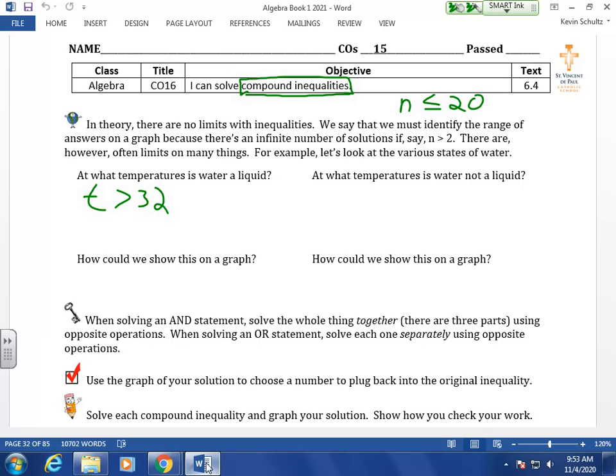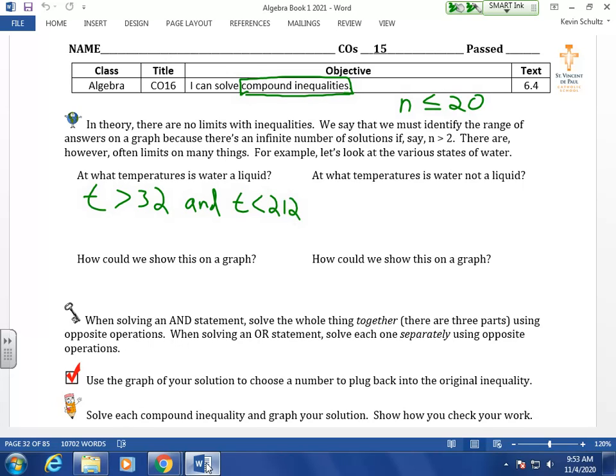Is that true forever? No, because there's a freezing point and there's a boiling point. Does anyone know what the boiling point is? Joey? 128. Not 128. Will? 212. Okay. So there's another condition here, right? The temperature must be greater than 32 and the temperature must be less than 212.